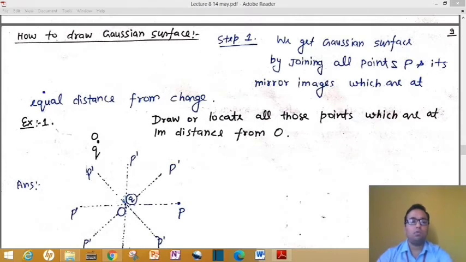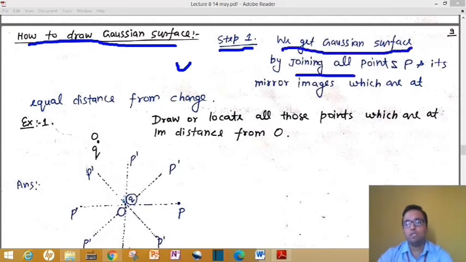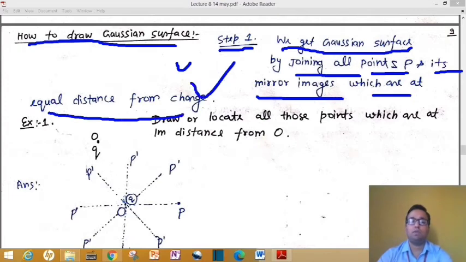So our question is how to solve such a problem where the geometrical shape does not have symmetrical conditions, or you can say there is no symmetry basically. So these symmetrical shapes are called Gaussian surfaces. How to draw a Gaussian surface, we have to learn this. Basically we have two steps. Step 1: we get a Gaussian surface by joining all the points P and its mirror images which are at equal distances from the given charge.